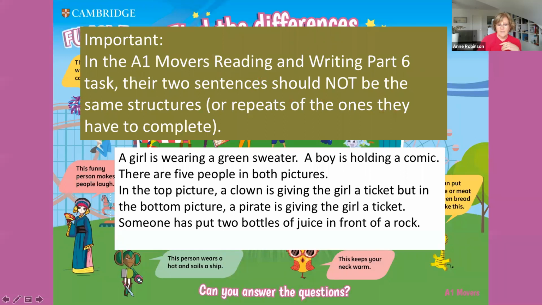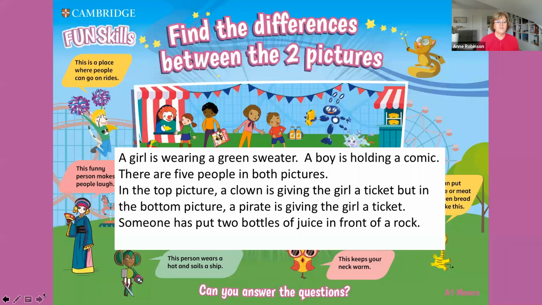Sorry. Didn't mean to do that. I can't show you the bottom picture because I can't move. I don't know. I can't move because I'm in presentation mode.